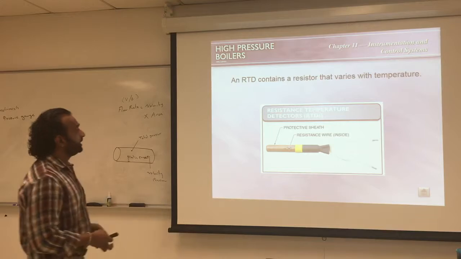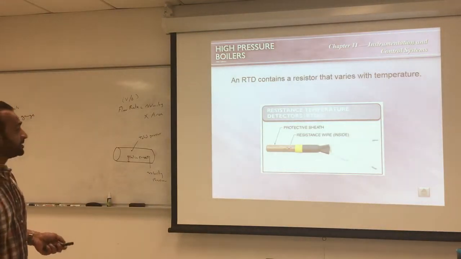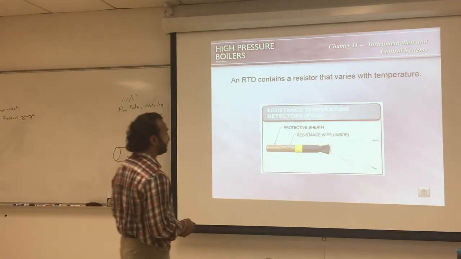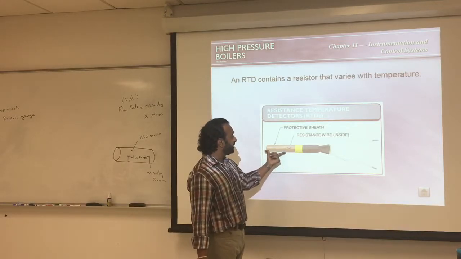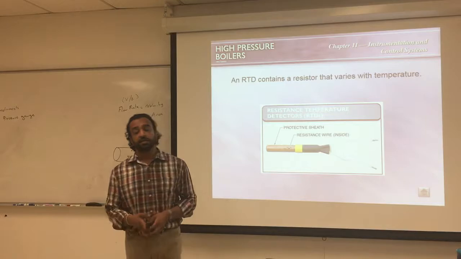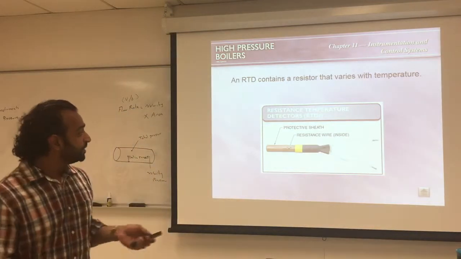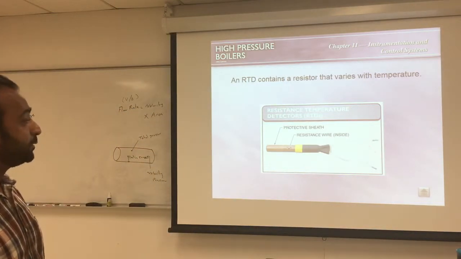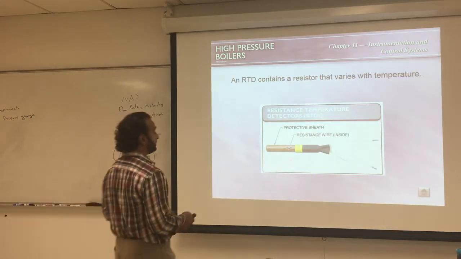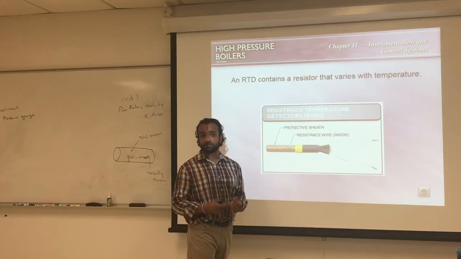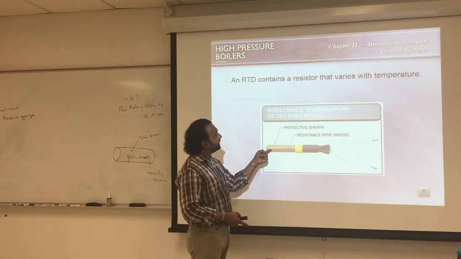RTD, it's resistance temperature detectors. They work differently. They don't have thermocouples. They have some other material inside that will change resistance based on temperature. So it's another electronic way that will send an indication to the control to indicate the temperature. So we have regular thermometers, thermocouples, and RTD.